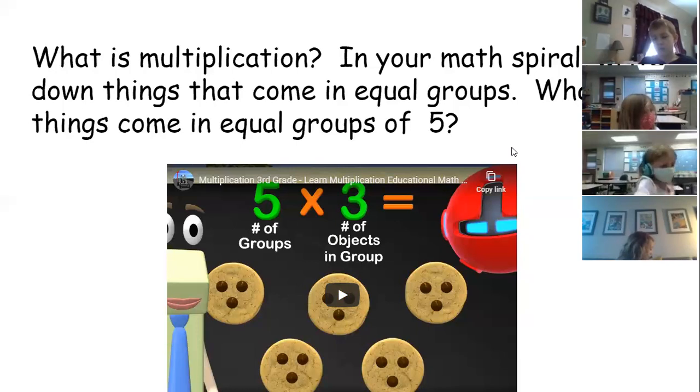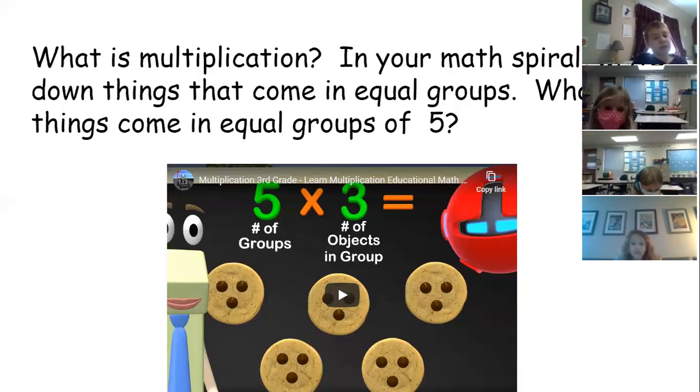What comes in equal groups? Like what maybe you buy at the store that always has the same number. Like what? What comes in a group of 4? 4 wheels on a quad, right? Wheels come in groups of 4. Tires come in groups of 4. What else? A tricycle has 3. Tricycle has 3 wheels.